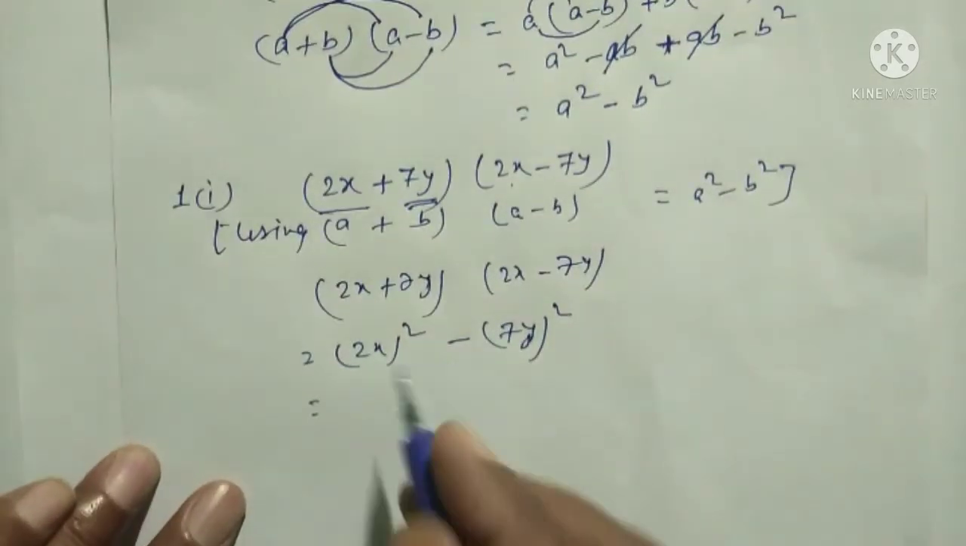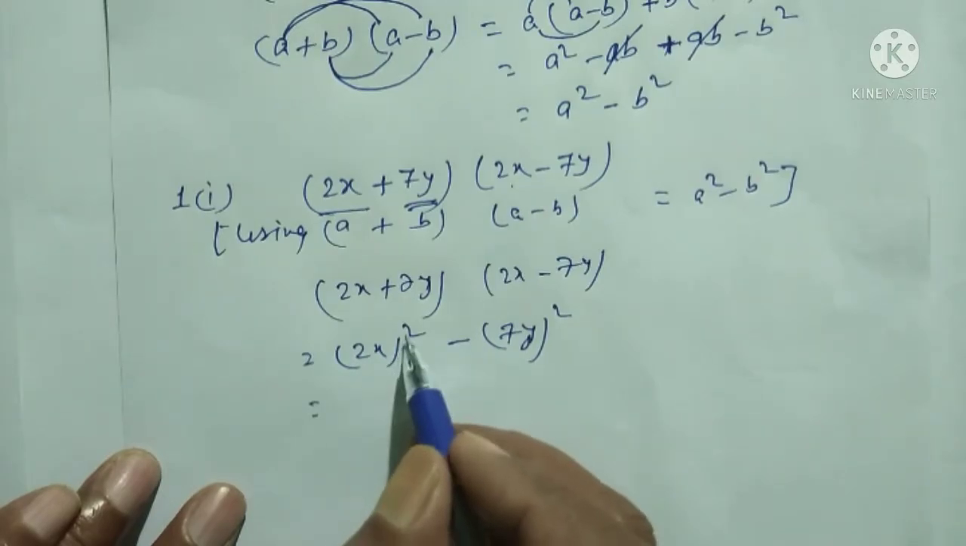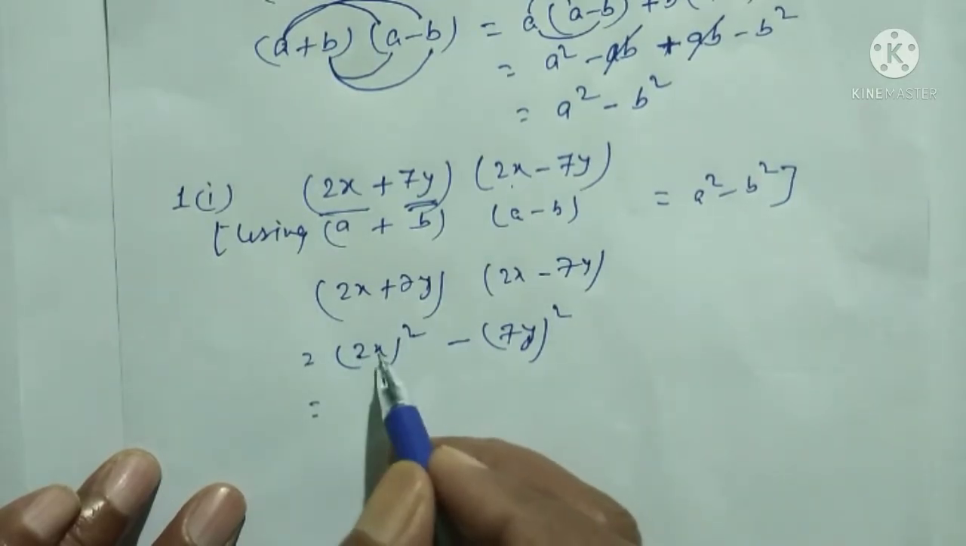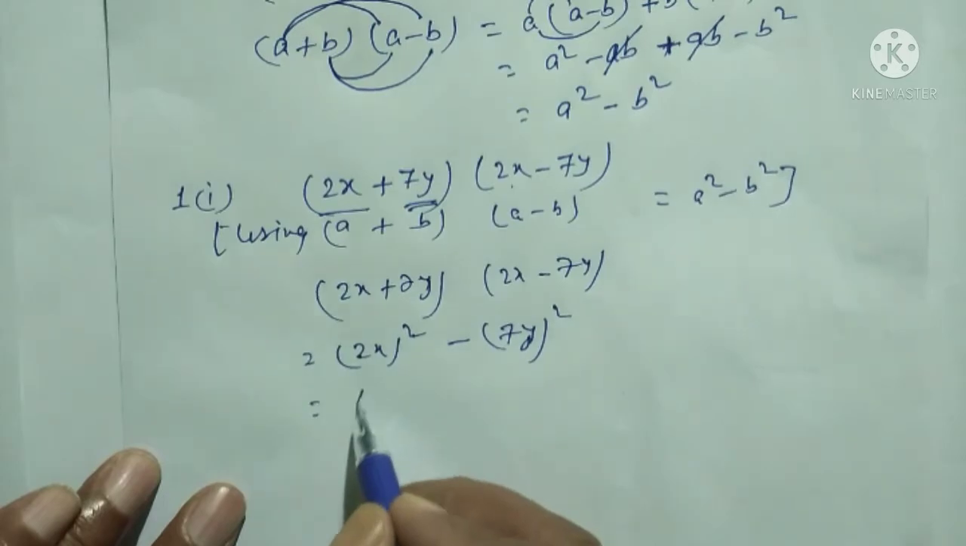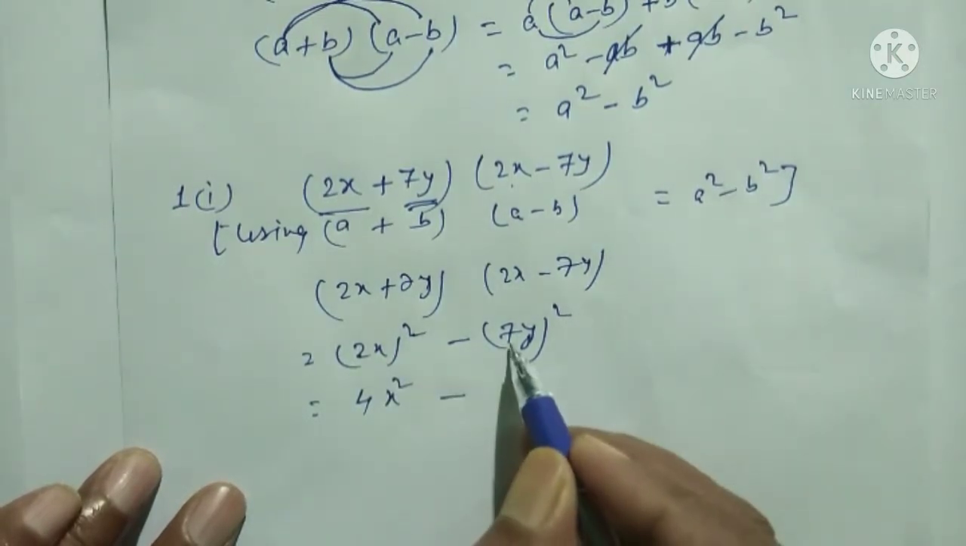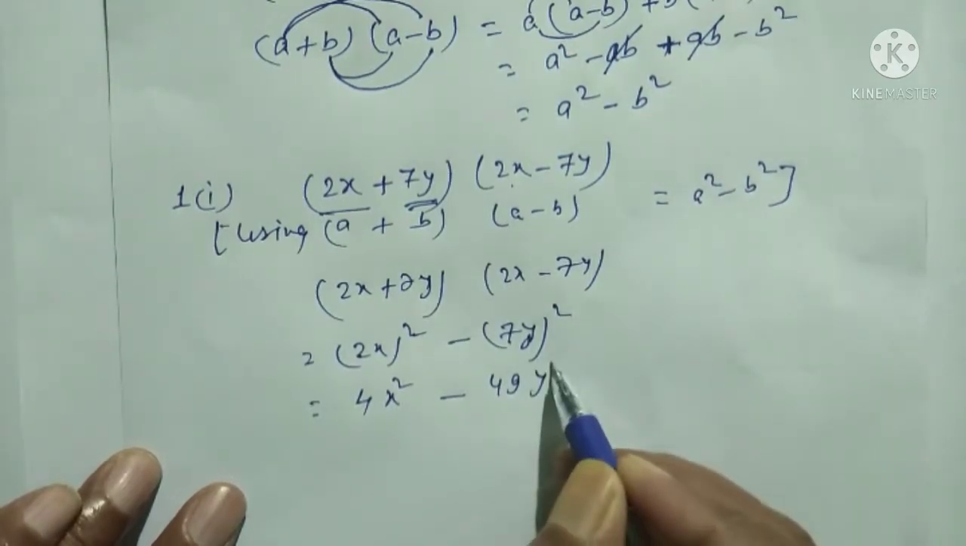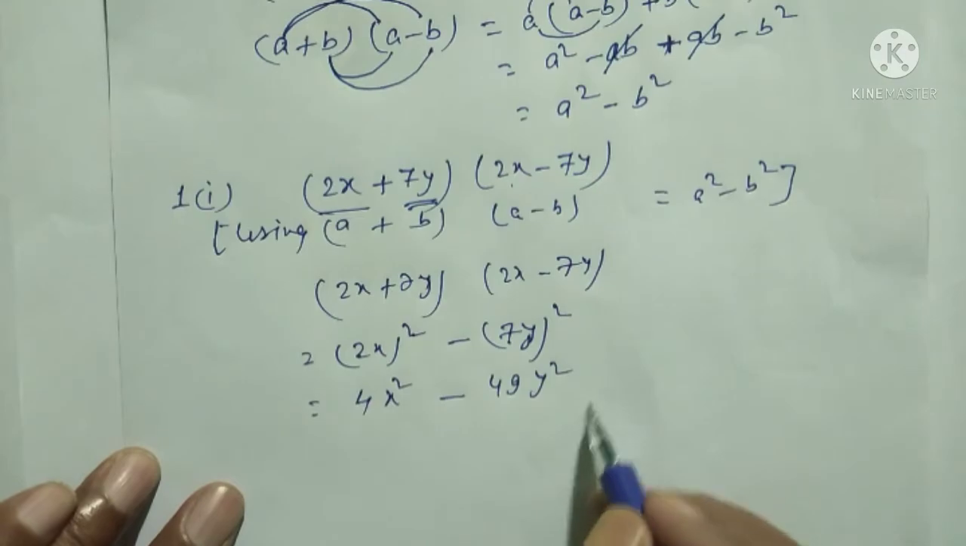Now find the square. You know that 2x means 2 into x. So it is the square of 2 and x. Square of 2 is 2 2 is 4. Square of x is x square. And here square of 7 is 49. Square of y, y square. Clear?